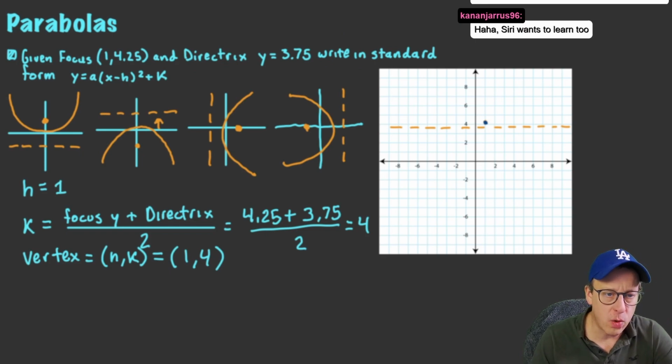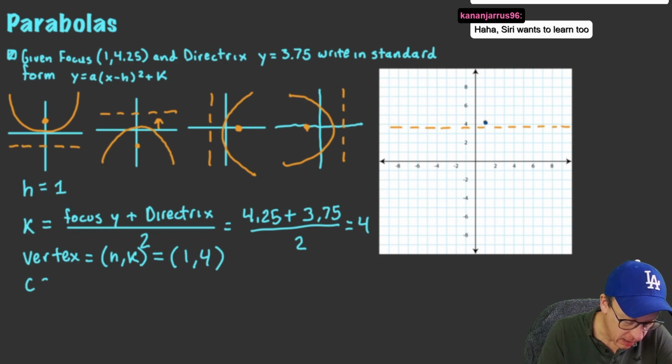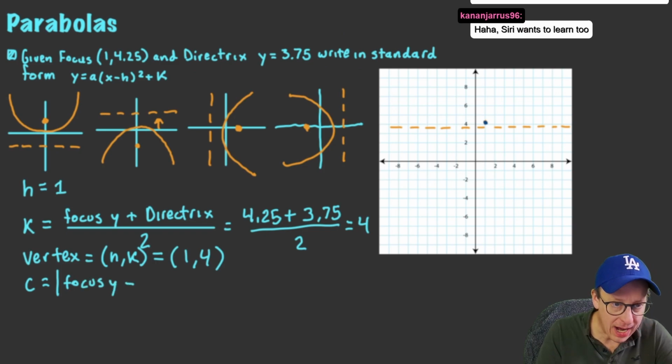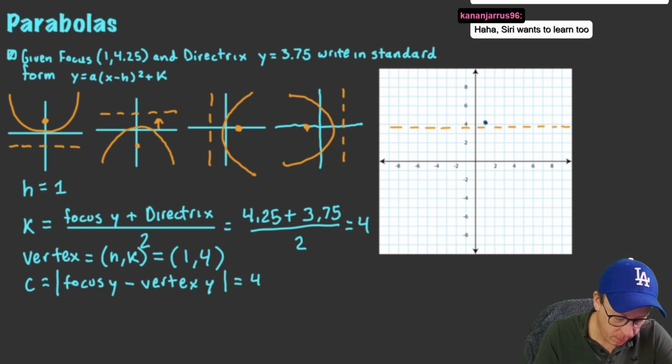Well, then we need to find a value of c to be able to calculate what the a is going to be. And c is going to be equal to the absolute value of the focus y minus the vertex y. And this is going to be equal to 4.25 minus 4, which is equal to 1 over 4. And now we're going to be able to find a anyway.